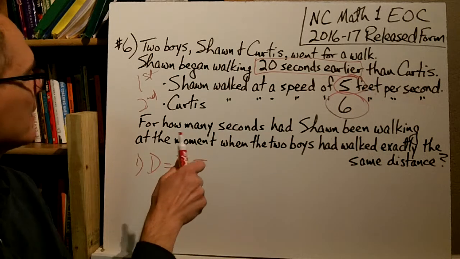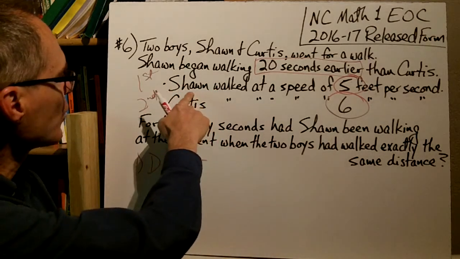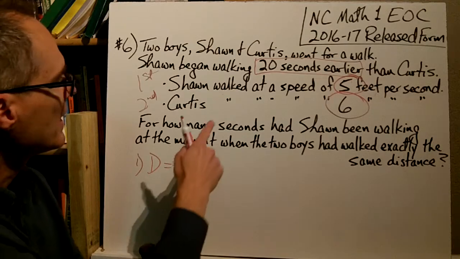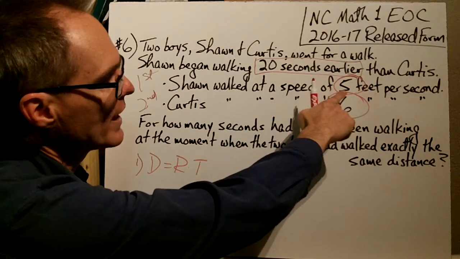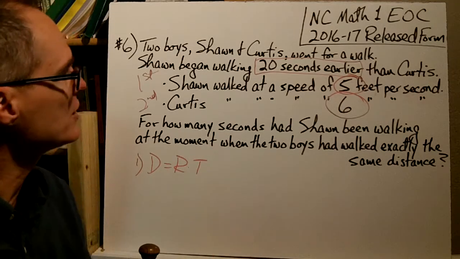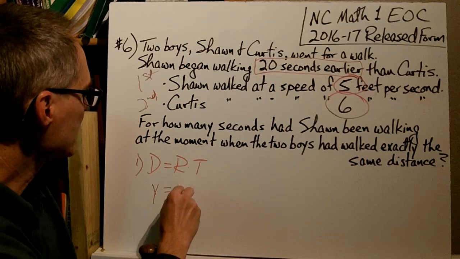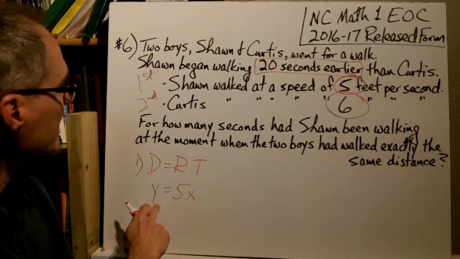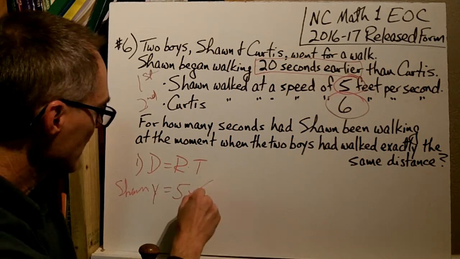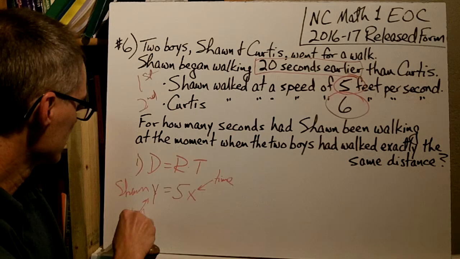Since Sean starts walking right away at the very beginning, I'm pretty sure I can write an equation for the distance that Sean is going to be walking. If his rate of speed is 5 feet per second, well, rate, I remember, is equivalent to the slope of a linear equation. So if the distance walked is y, and his rate is 5, then y equals 5x is going to be the equation for Sean, in which x represents time and y represents distance.